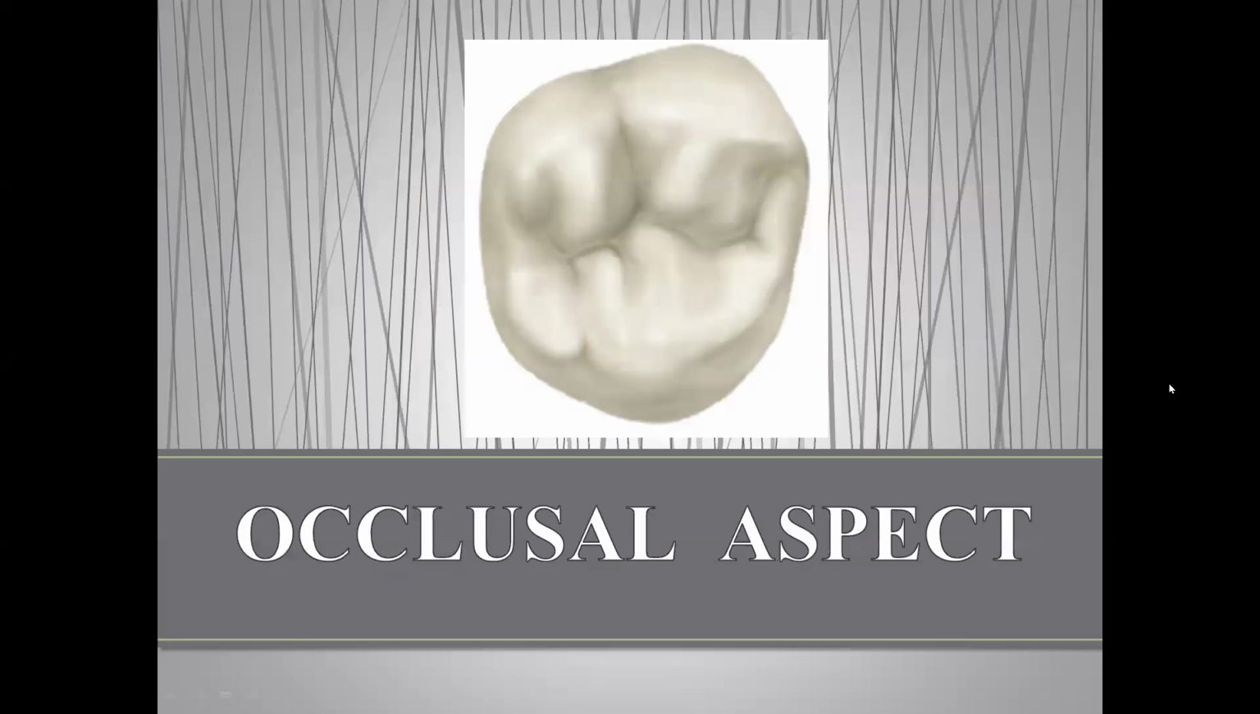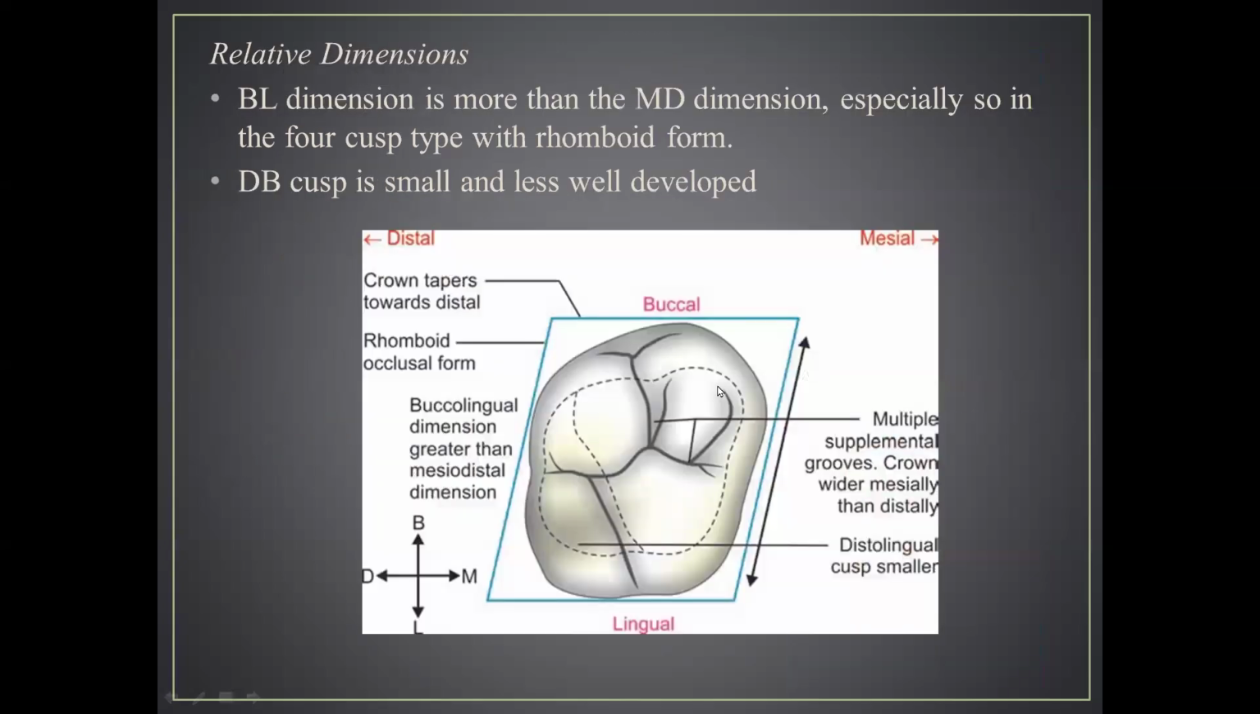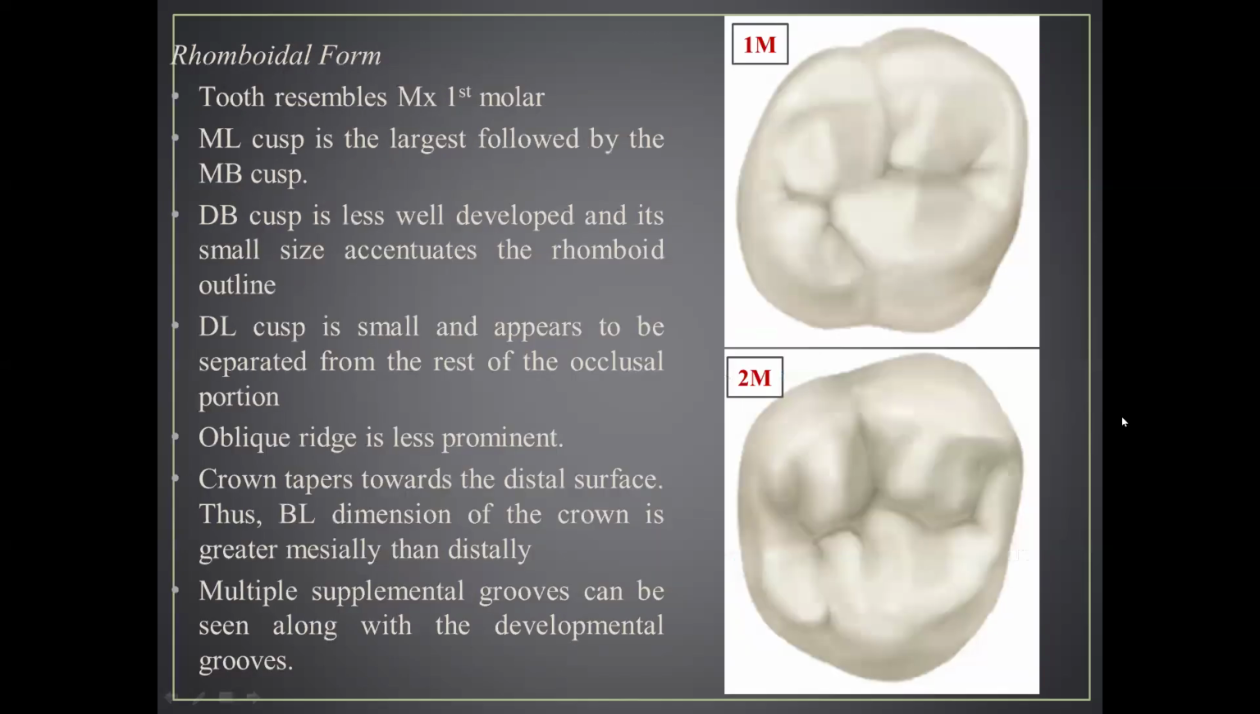Next, we'll move on to the occlusal aspect of your maxillary second molar. As we have already discussed, it has a 4-cusp type and a 3-cusp type. The 4-cusp type is similar to that of your maxillary first molar. The 3-cusp type is similar to that of your maxillary third molar. So the relative dimensions: your buccolingual dimension is more when compared to your mesiodistal dimension. And your distobuccal cusp is very small and less well developed.